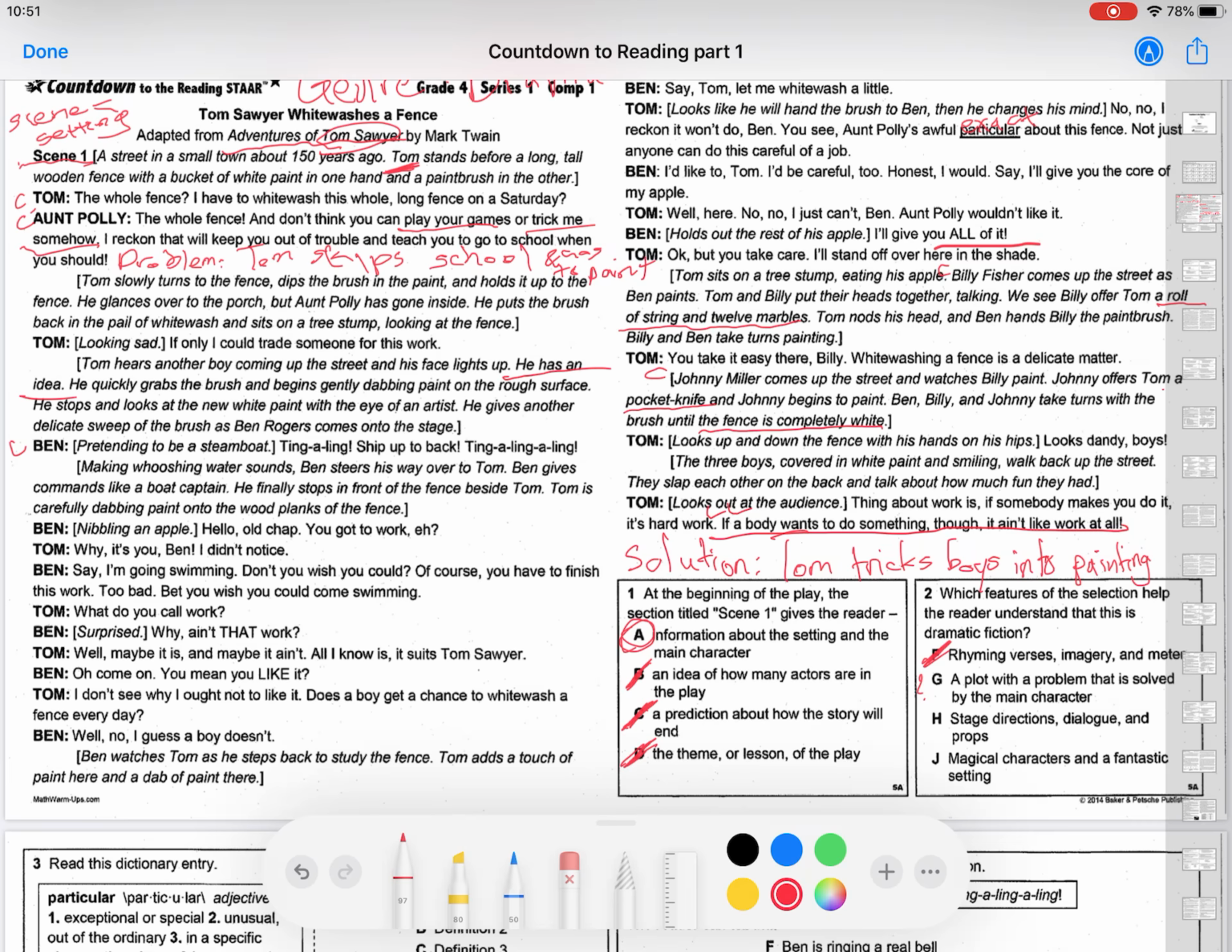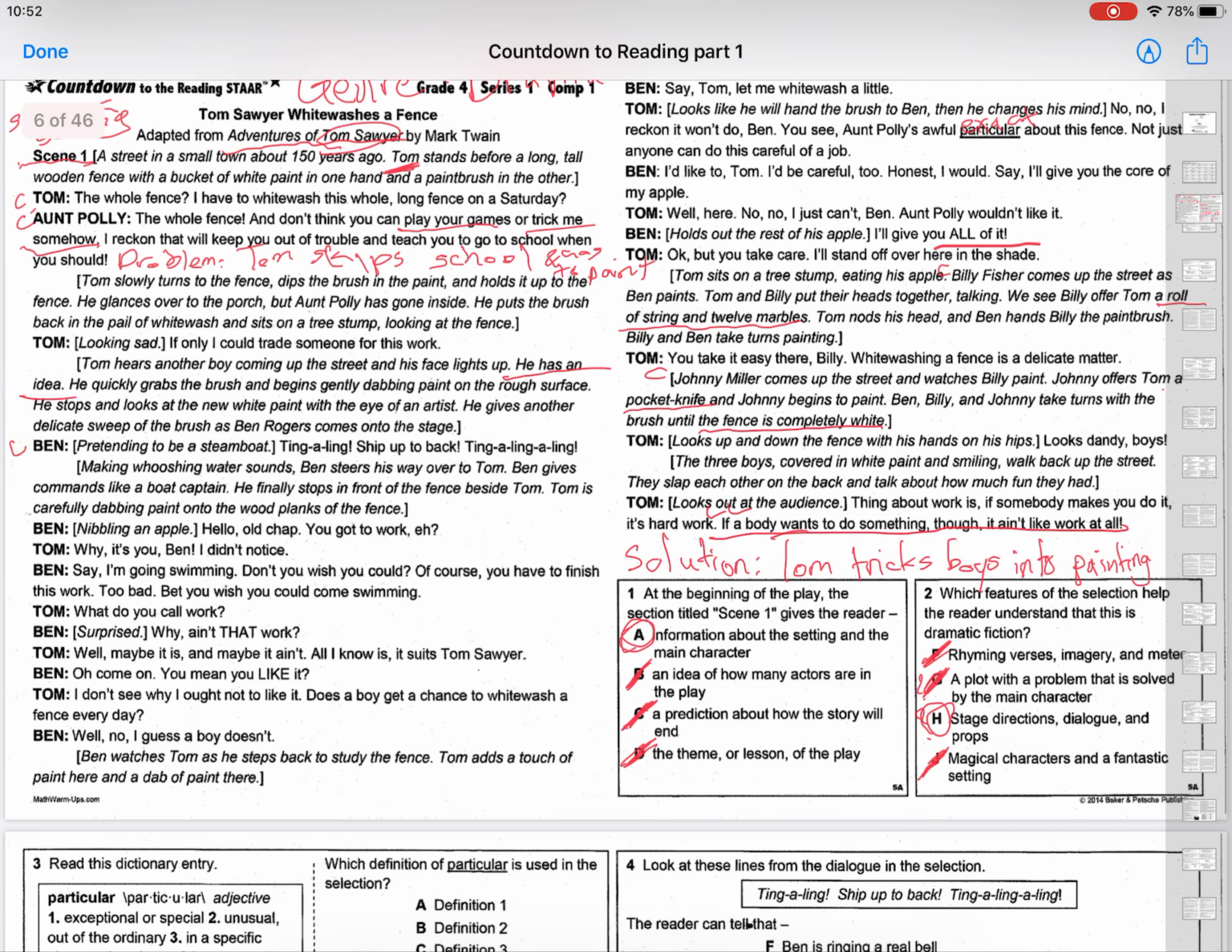Stage directions, dialogue, and props. We do get our stage directions, and that's something that's exclusive to drama. So we put a question mark next to that for now. Magical characters in a fantastic setting. We don't have any magic happening, even though we could say Tom definitely used a little trickery to fool his friends. So a plot with the problem that is solved by the main character, because that is not exclusive to drama, we can cross that out and we can circle H. Stage directions, dialogue, and props.